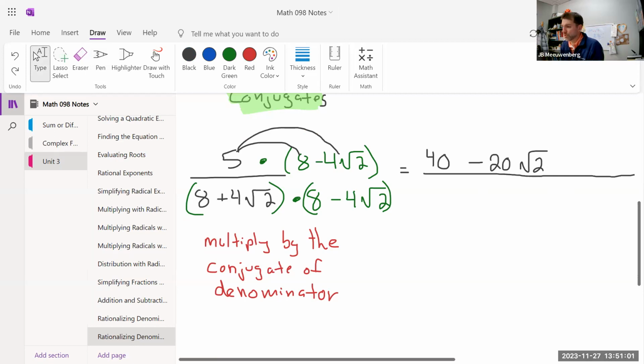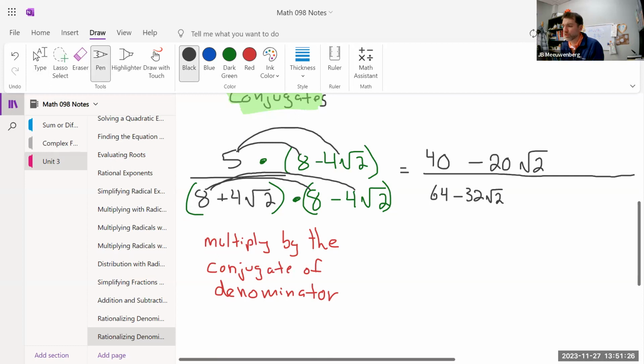That was easy distribution. This one's a little harder. We're going to go 8 times 8, which is 64. And then I'm going to show you all the work here so you can see what happens. You'll see in a minute how this can become a shorter process. 8 times minus 4 radical 2 is minus 32 radical 2.